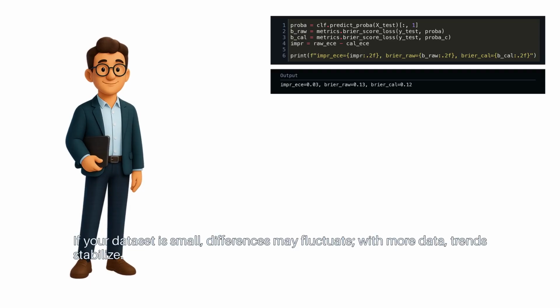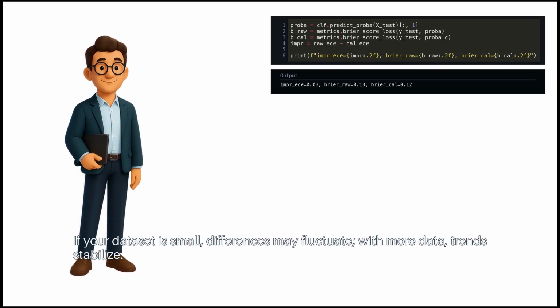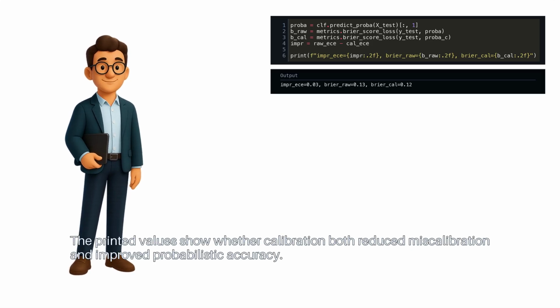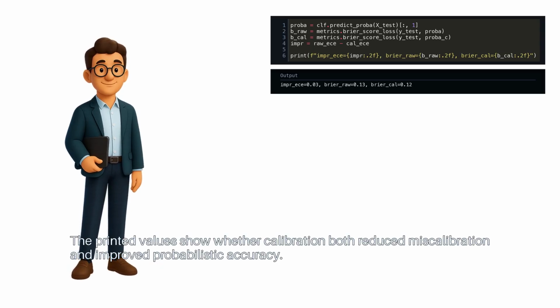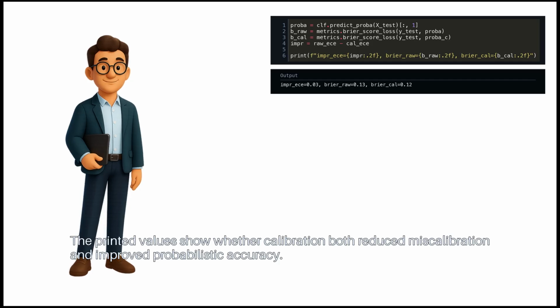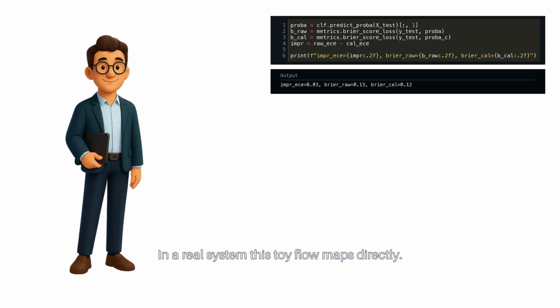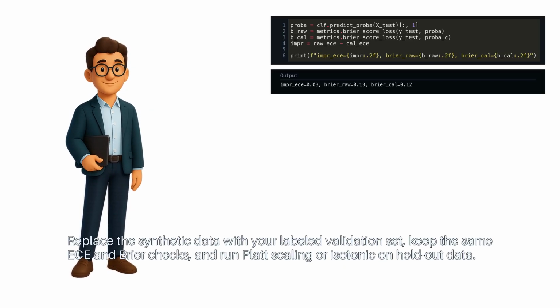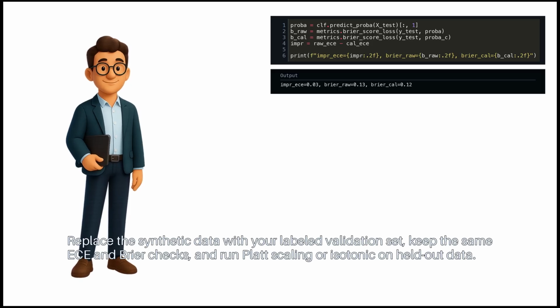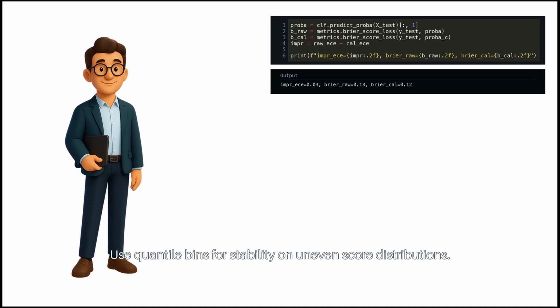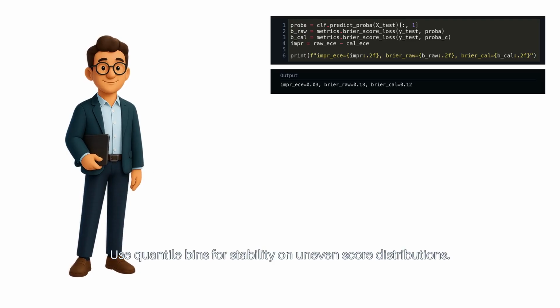If your dataset is small, differences may fluctuate. With more data, trends stabilize. The printed values show whether calibration both reduced miscalibration and improved probabilistic accuracy. In a real system, this toy flow maps directly. Replace the synthetic data with your labeled validation set. Keep the same ECE and Brier checks, and run Platt scaling or isotonic on held-out data. Use quantile bins for stability on uneven score distributions.